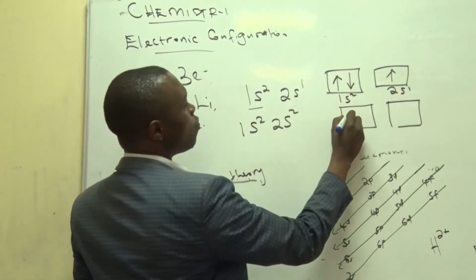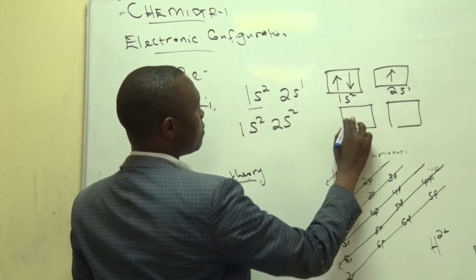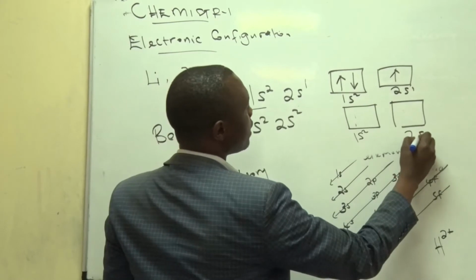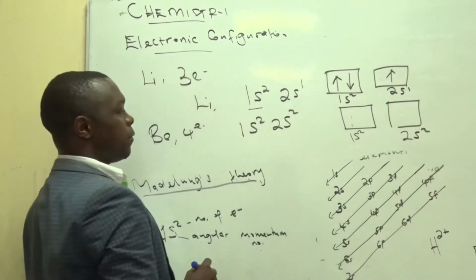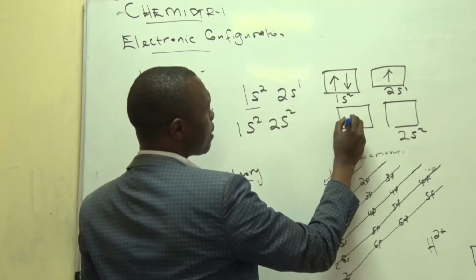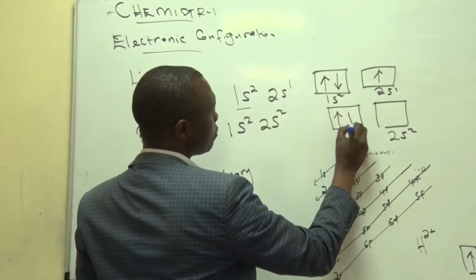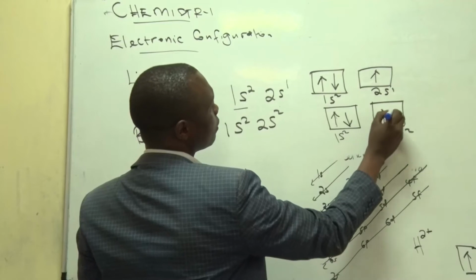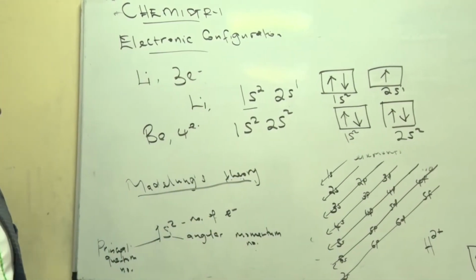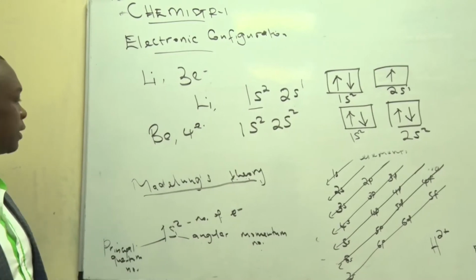Beryllium is 1s2, 2s2. When doing the diagram, the electrons are parallel, so we do it that way. We apply our principle in assigning the electrons.